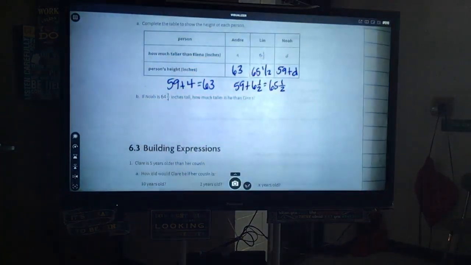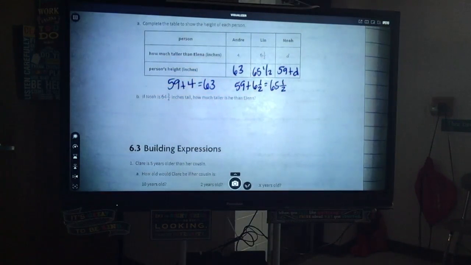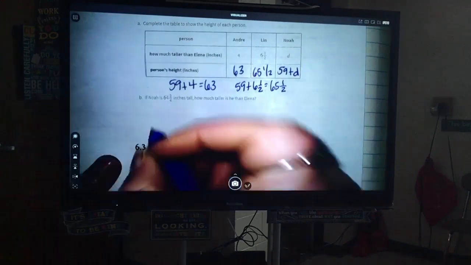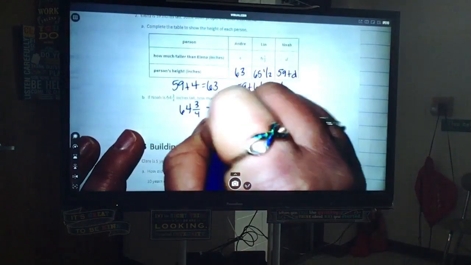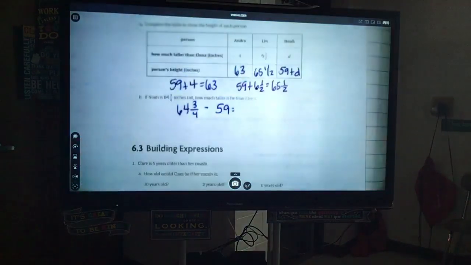All right, so if Noah is 64 3/4 inches tall, how much taller is he than Elena? So we already have the number of inches tall. What do we have to do here? Camden? Subtract. Mm-hmm. Because again, we're doing the opposite of what our expression is. So here, we're gonna do 64 3/4 minus 59. So this time, stand up when you have your answer.